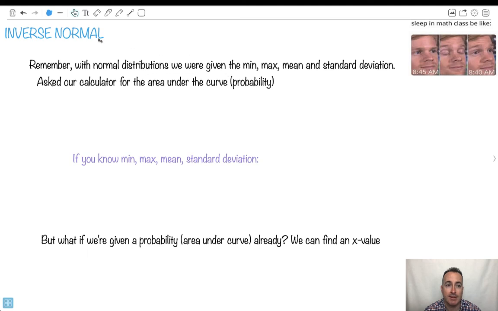Let's go over inverse normal. Let's come back in time. I'm trying to remind you here what we've done with normal distributions.